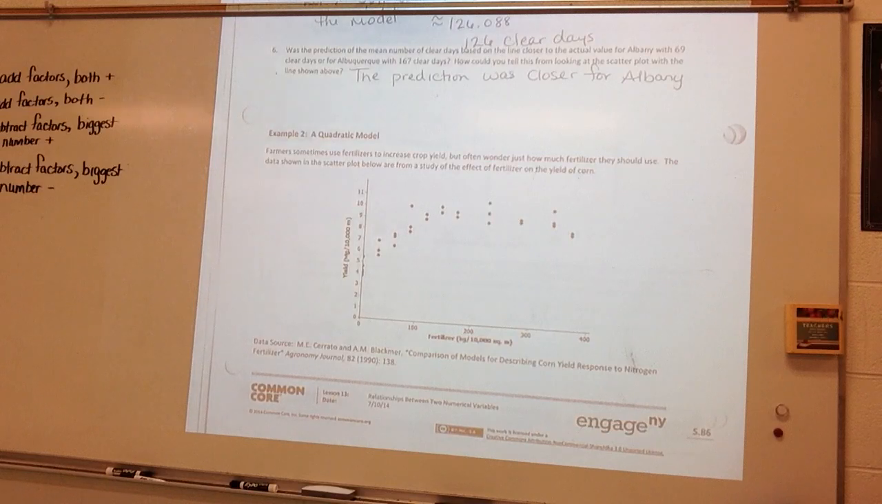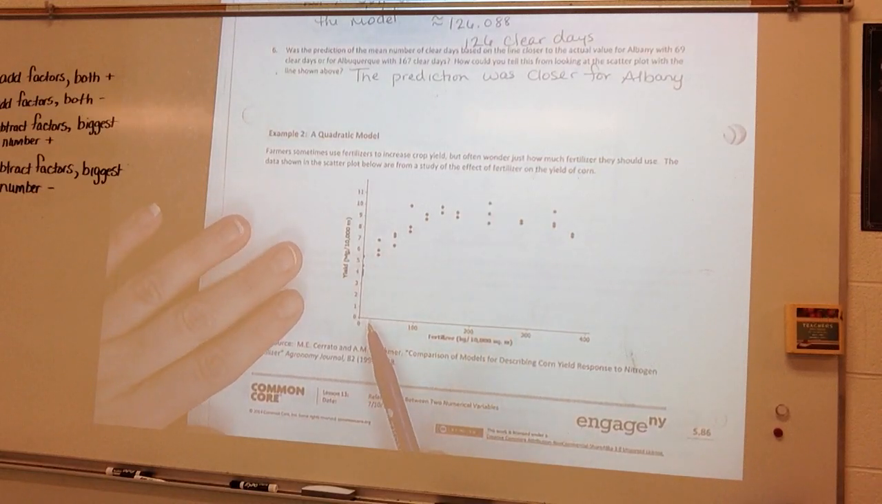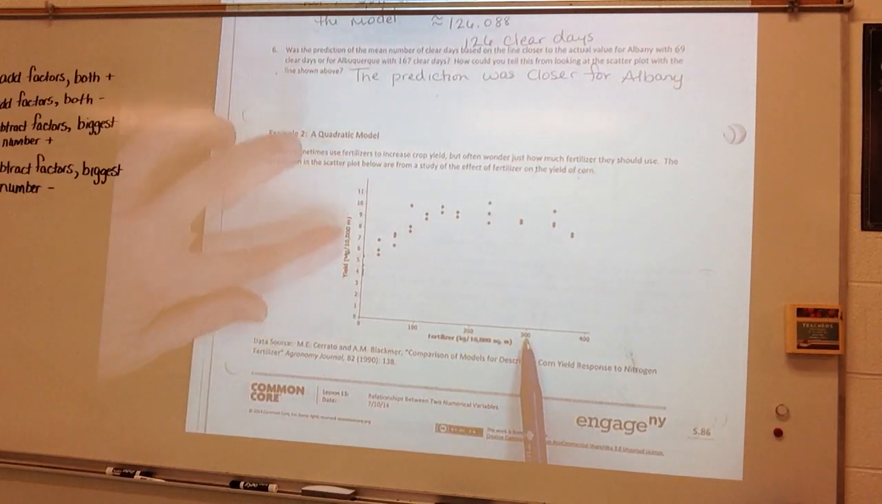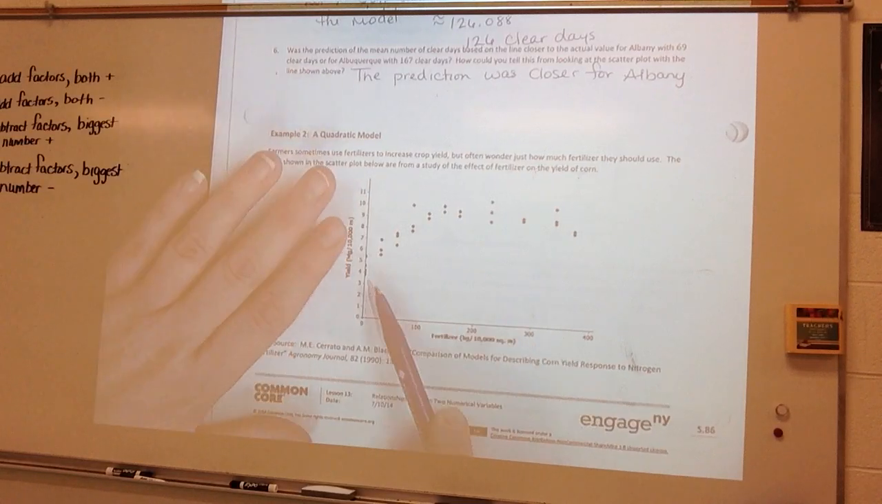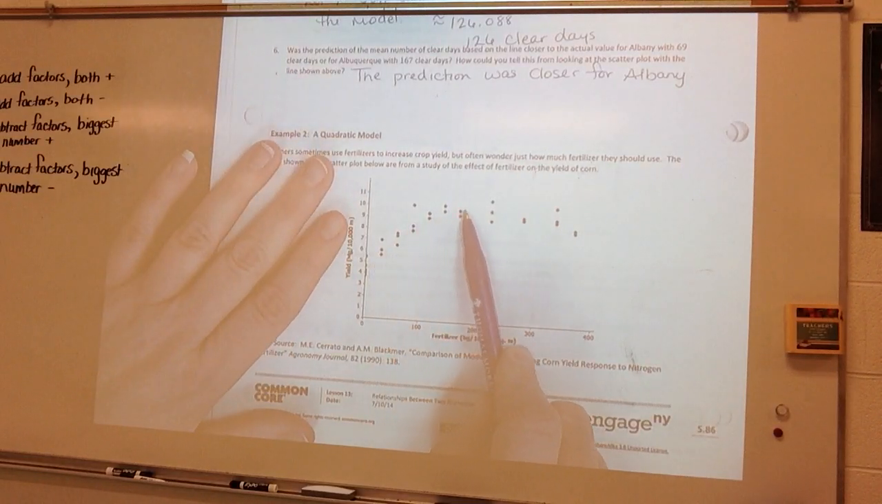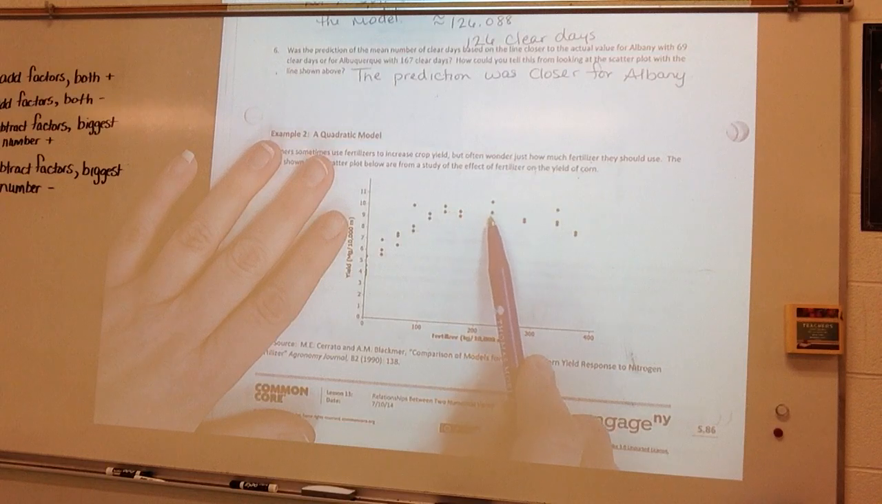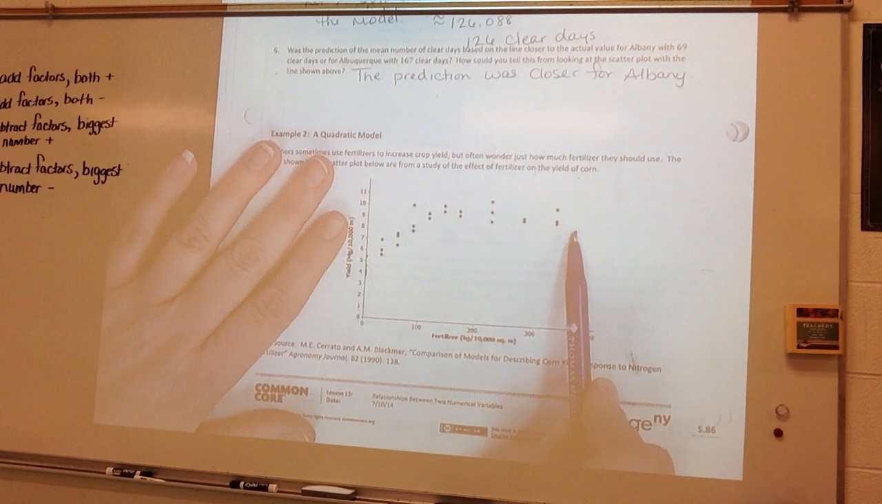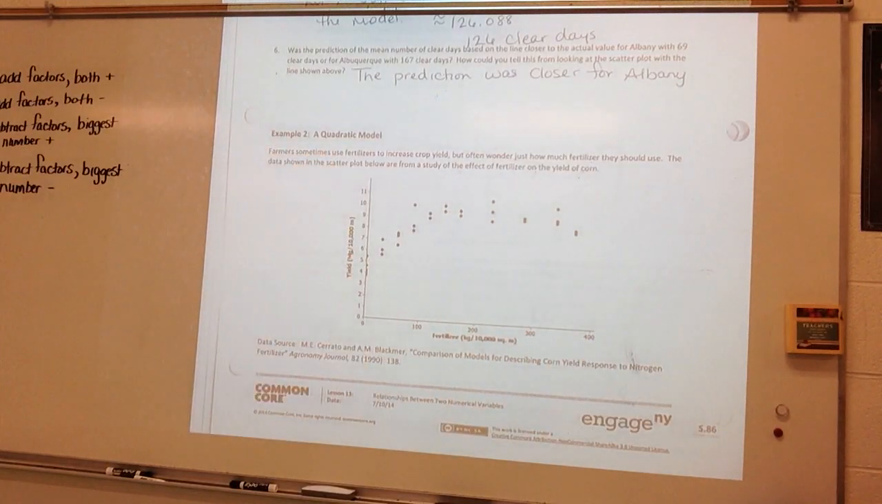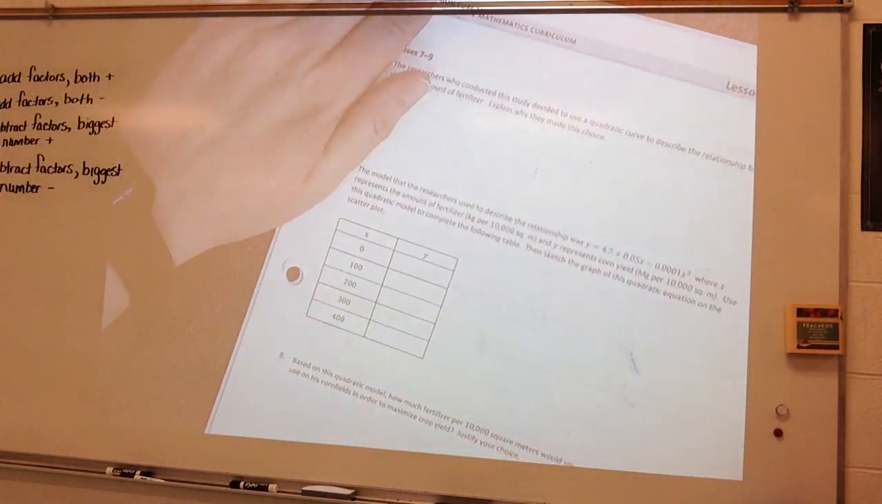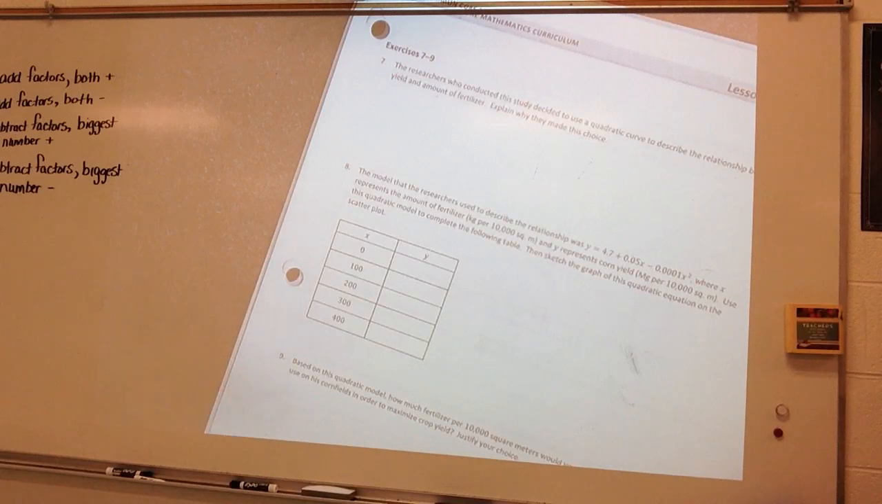All right, so let's look at this. This is the amount of fertilizer versus the amount of corn it's going to produce. Notice what happens. But then what happens here? It kind of gets a little bumpy there. So let's see what our questions ask. The researchers who conducted this study decided to use a quadratic curve to describe the relationship between yields and the amount of fertilizer. Explain why they made this choice.